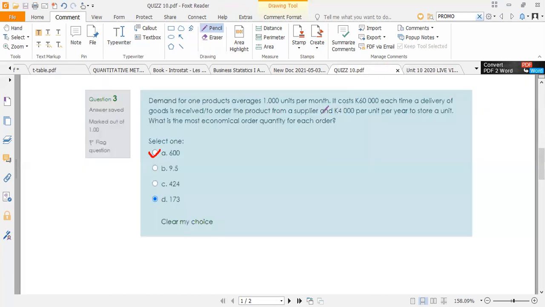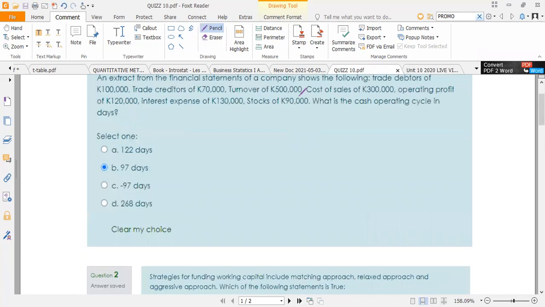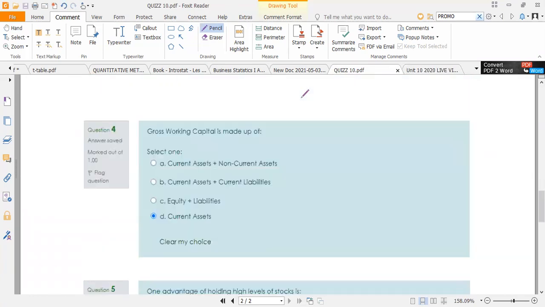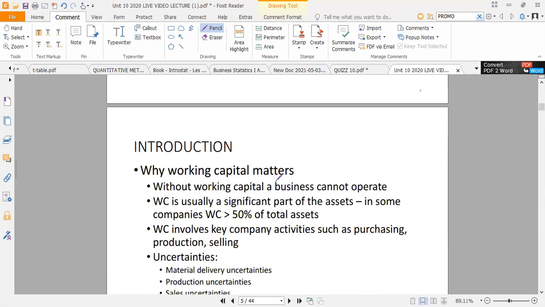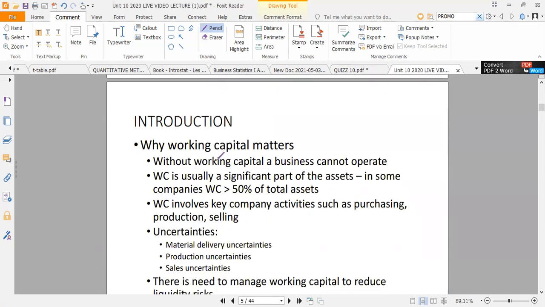So if we're going to go to our quiz, we will reflect to the gross working capital as what? The current assets. So this is what makes the gross working capital.